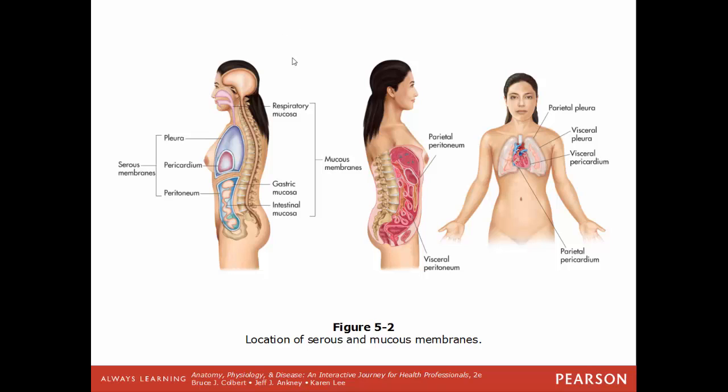You find the serous membranes in the pleura, which wrap around the lungs. You'll see the pericardium, peritoneum, the gastric lining of the intestines. We'll talk about all of these in future videos. This is more of an anterior view of the parietal and visceral pleura, which wrap around the lungs.